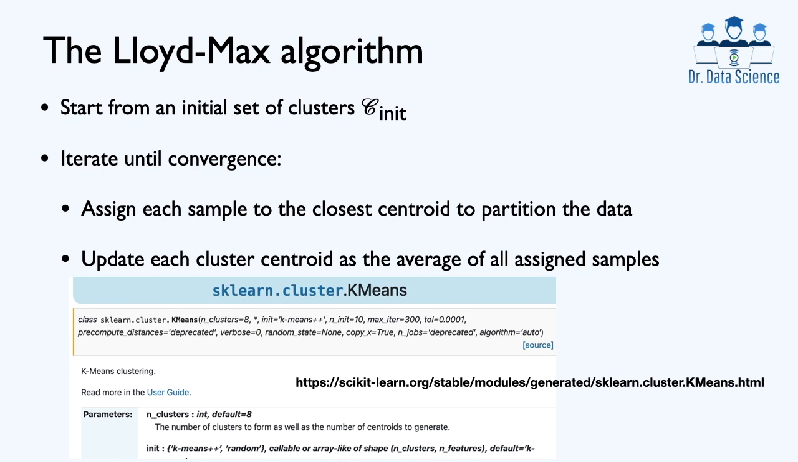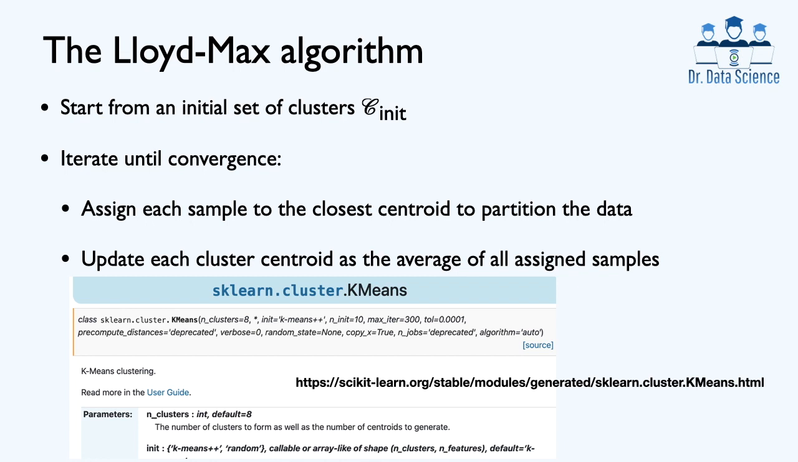This method is known as the Lloyd-Max algorithm, or also known as the k-means clustering algorithm. The first step is to initialize the set of cluster centers. You can do so by randomly sampling K samples from the dataset, where K is the desired number of clusters. And the main input parameter for k-means is also the number of clusters.